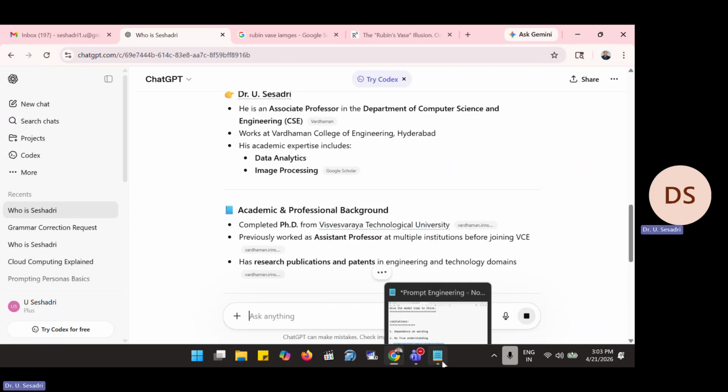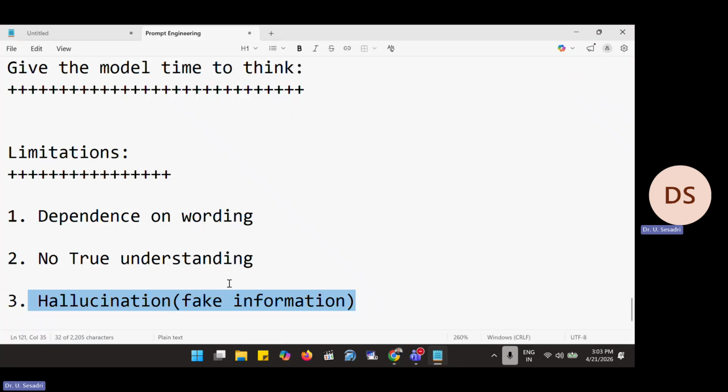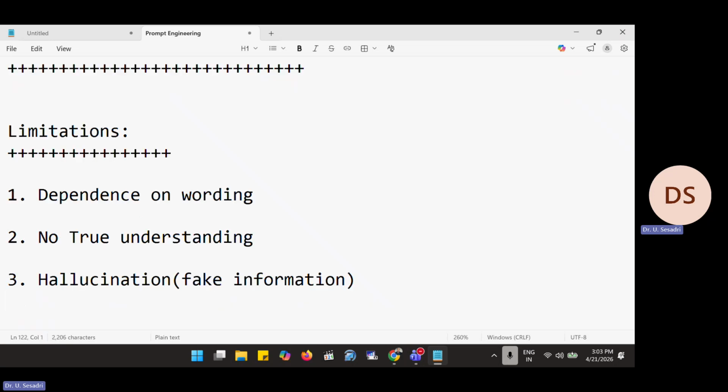See, those are some limitations of prompt engineering. And also, it's an AI tool, so there is a lack of domain expertise. And also the context limitations are there. So those are some of the limitations.